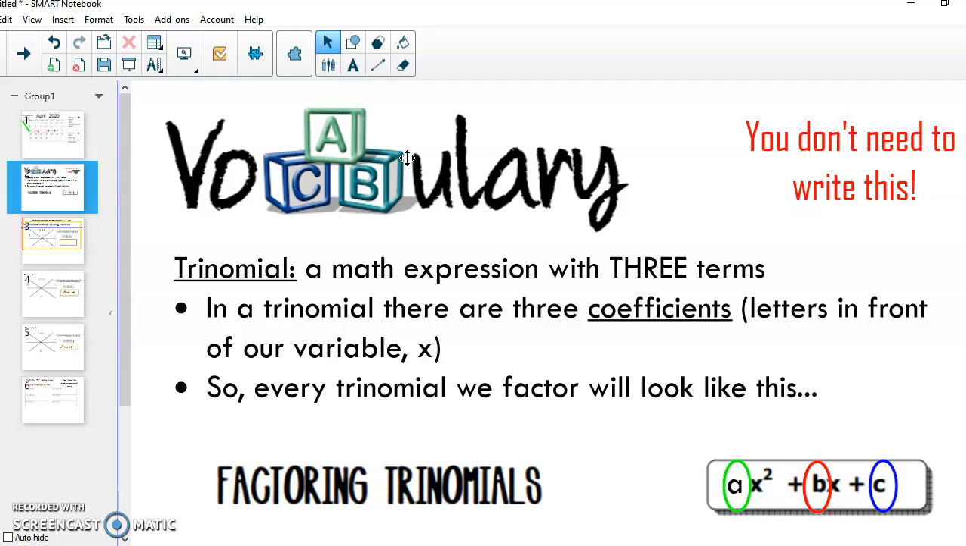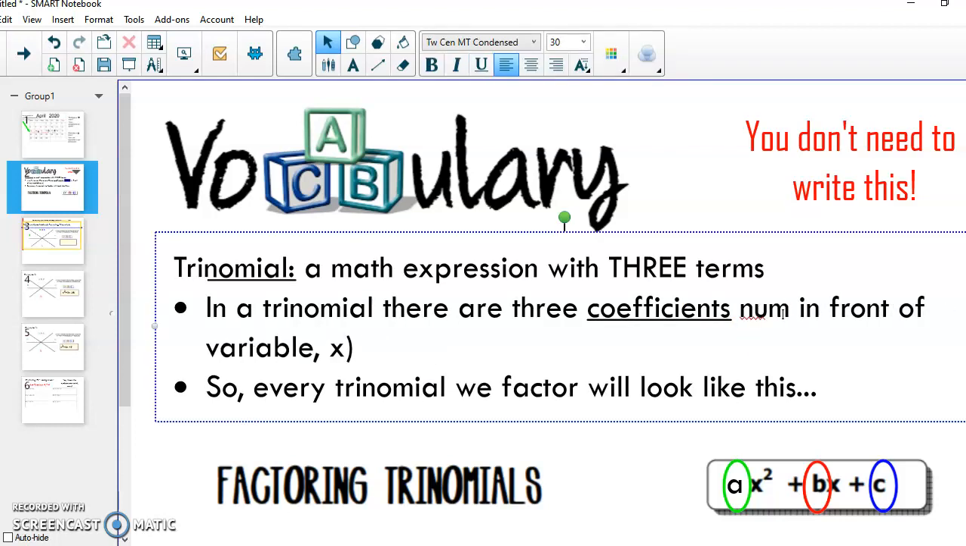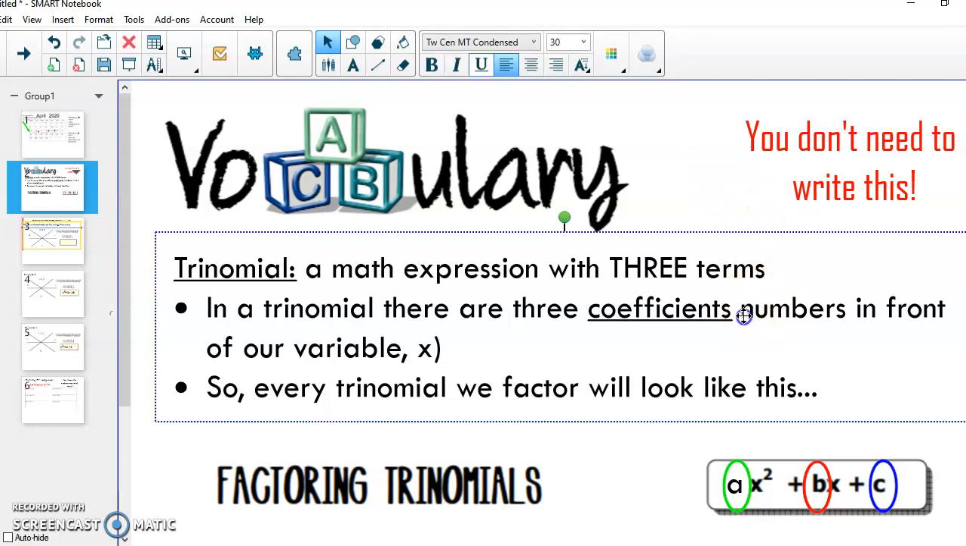So the main vocab word today that we're going to be focusing on and reviewing is the concept of a trinomial. We have talked about trinomials before, but we need to remember today for our factoring that trinomials are math expressions with 3 terms. What we're going to see in every one of the problems that we work with today is that every problem has 3 coefficients, which are numbers in front of our variable x.